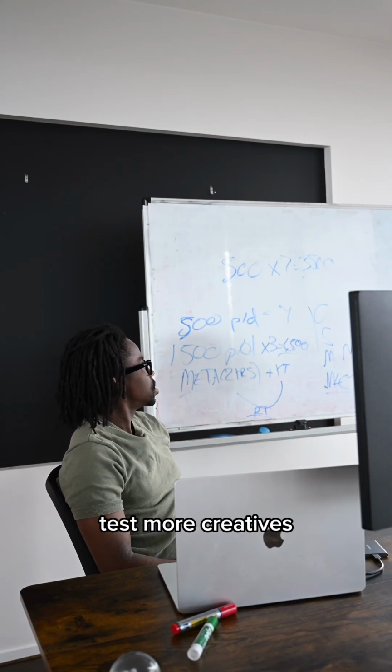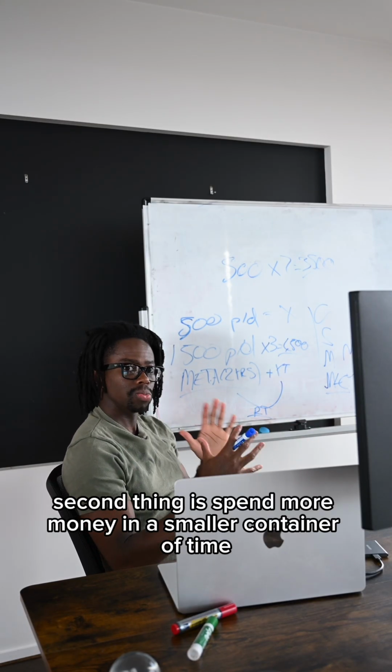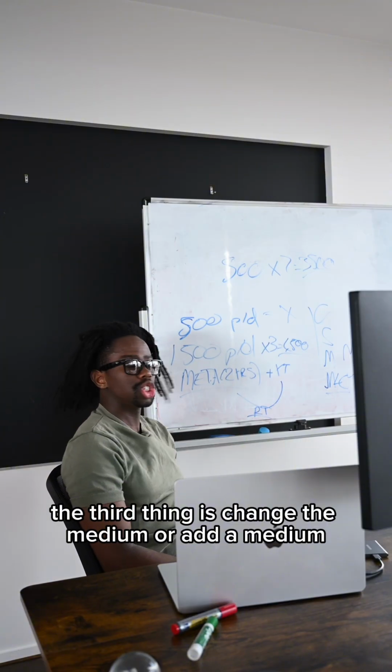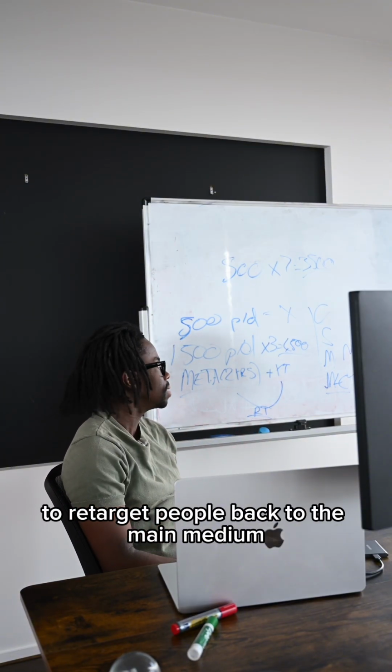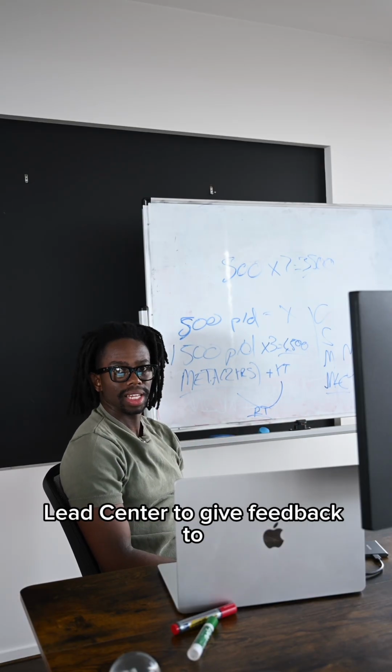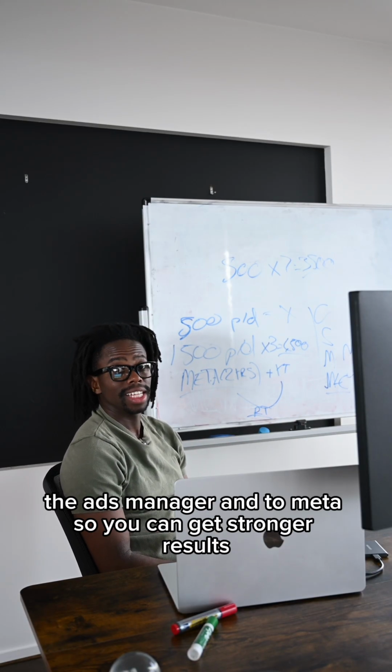Test more creatives. Second thing is spend more money in a smaller container of time. The third thing is change the medium or add a medium and then use that new medium to retarget people back to the main medium. And the fourth thing you can do is use the Meta Lead Center to give feedback to the ads manager and to Meta so you can get stronger results.